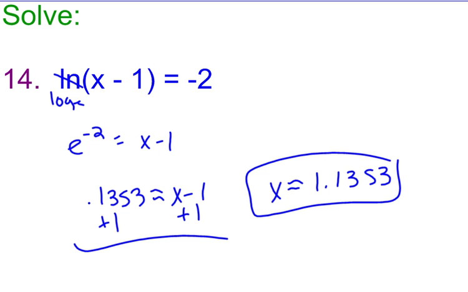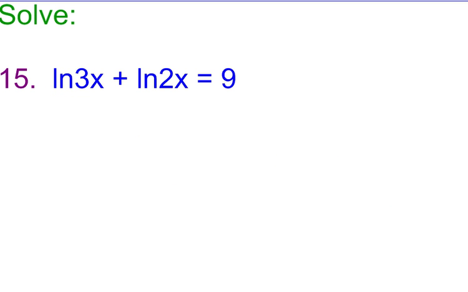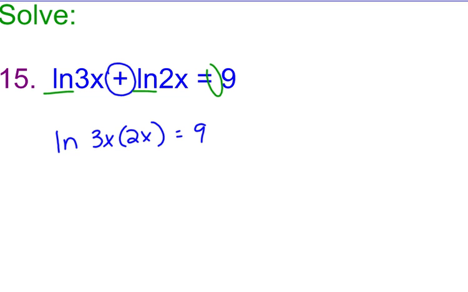Last two in this section. Here you'll see that we have this addition problem here. And this would be part of the product rule. Because I don't have a log base e in all three spots, notice it's not there, I can't just set them all equal and do the multiplication. So I'm going to say that I have the natural log of 3x times 2x equals 9. Remember, this is log base e, right? So when I change forms, I'd have e to the 9th equals 3x times 2x.